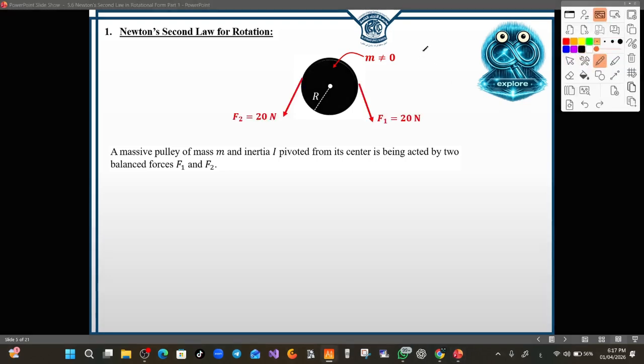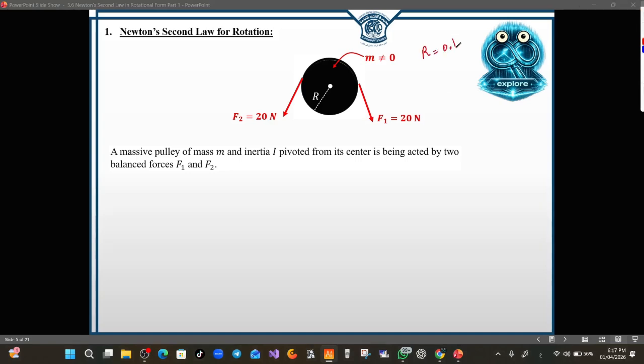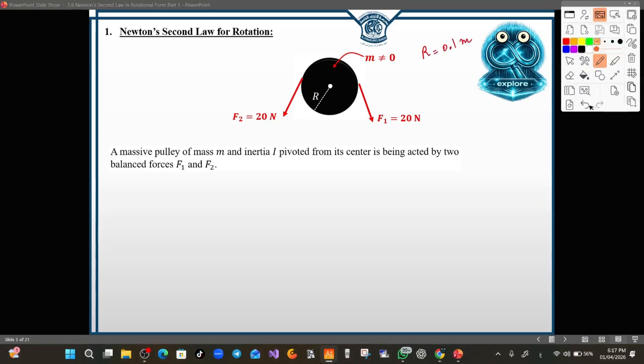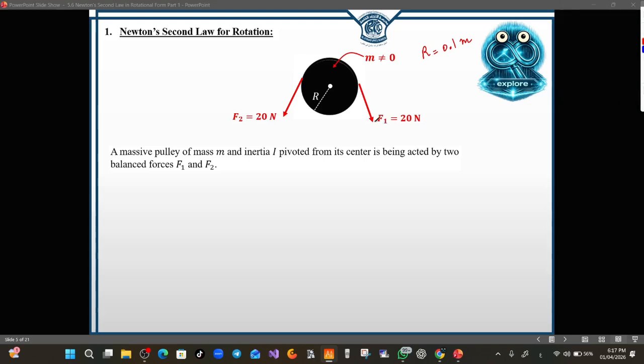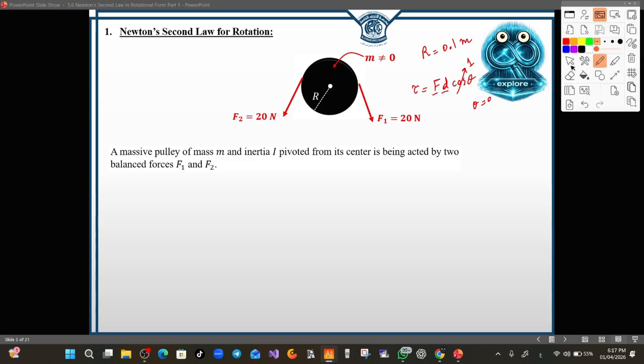If we assume that the radius of this pulley is 0.1 meter, then one can calculate the torque produced by F1 and F2. Remember that the torque equals F times d times cosine theta, where theta is the angle between the tangential direction and the line of action of the force. For simplicity, we're going to assume that these two forces are acting tangentially, which makes theta equal to 0 and cosine theta equal to 1. So no need to worry about the cosine. We just need to evaluate the force and the distance.